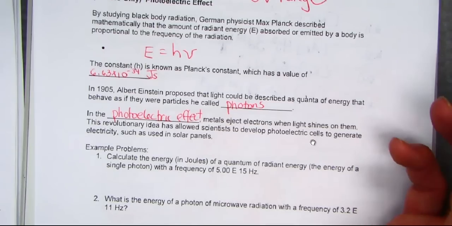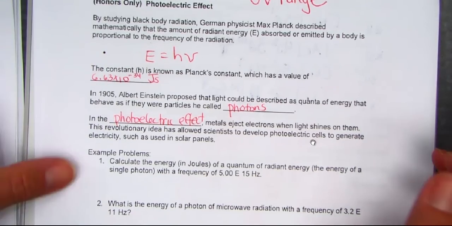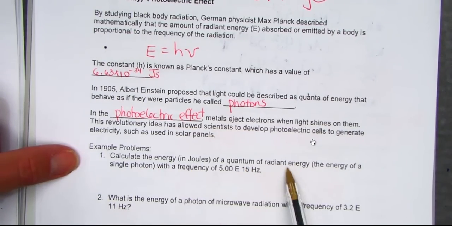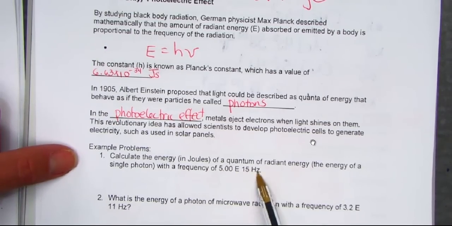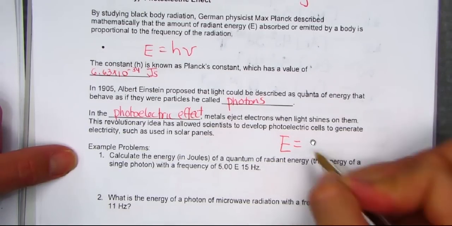Let's take a look at some examples of how we can use the photoelectric effect in chemistry. We're going to be asked to calculate the energy in joules of a quantum of radiant energy. That's the energy of a single photon. It has a frequency of 5 times 10 to the 15th hertz. We're being asked to solve for energy.